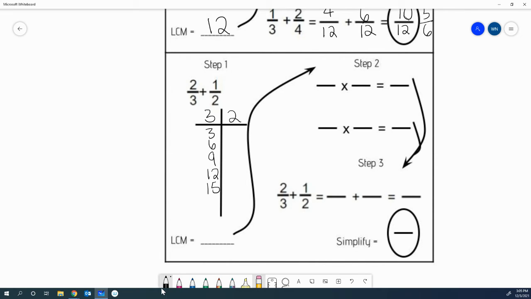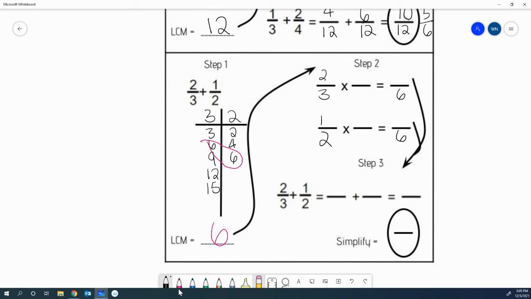Let's go ahead and do our multiples of 2. We've got 2, 4, 6, and there is our least common multiple. It is 6. I hope you got the least common multiple of 6. Now let's go ahead and come up here and make some equivalent fractions. We've got 2/3 and 1/2. And I know I want my denominators to be 6.